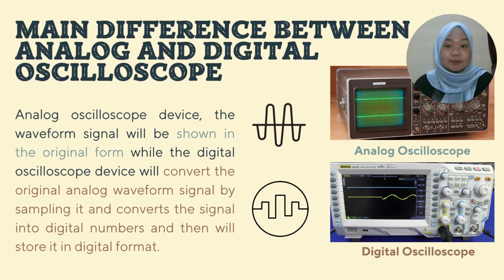The main difference between analog and digital oscilloscope is that in an analog oscilloscope device, the waveform signal will be shown in its original form, while the digital oscilloscope device will convert the original analog waveform signal by sampling it and converting the signal into digital numbers and then storing it in digital format.